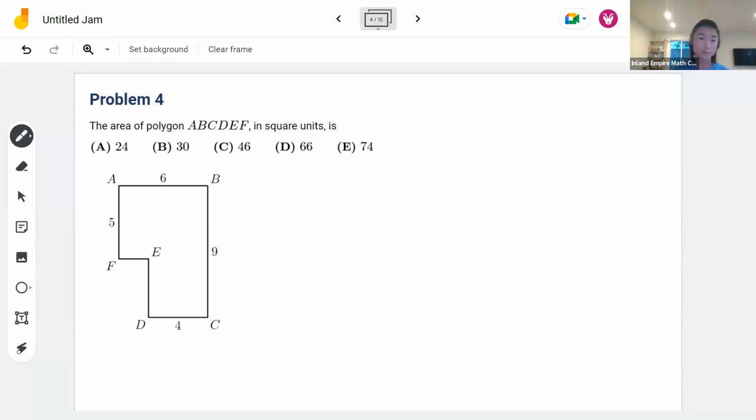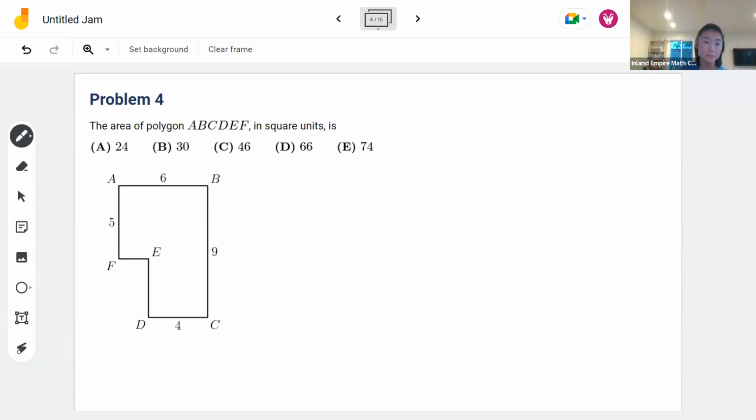All right, so let's take a look at this problem. We're looking for the area of polygon ABCDEF in square units. So when we see these problems looking for area and the shape is not really normal, we can just split it up into simpler shapes that we already know how to solve the areas for, right?